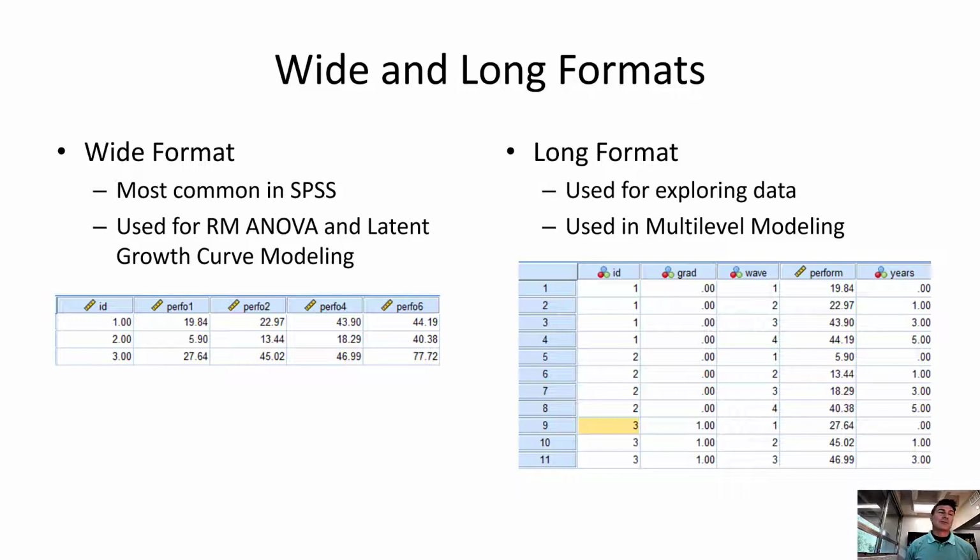For other methods, and when we're exploring the data, we'll actually want it in a different format, which we call long format. Each time point gets its own row. So here's person 1. They have 4 time points, so they get 4 rows of data. This is their performance score in the first wave, this is their performance score in the second wave, and so on. So this is second grade, fourth grade, sixth grade. For each time point, they have their own row.